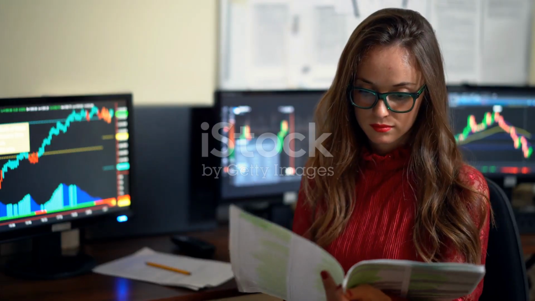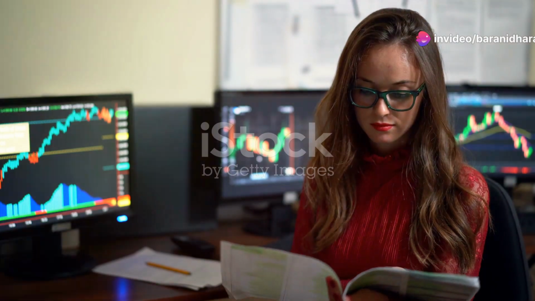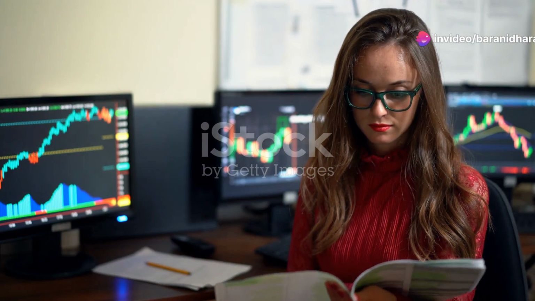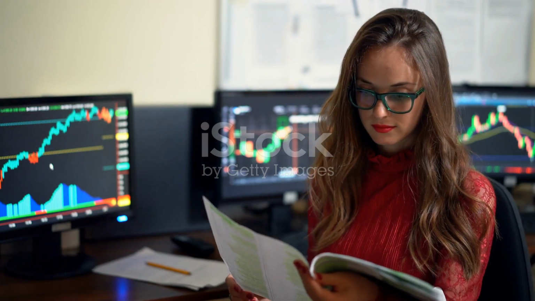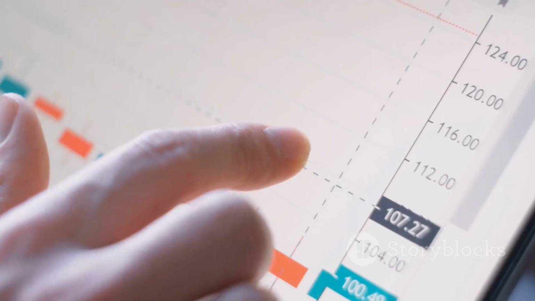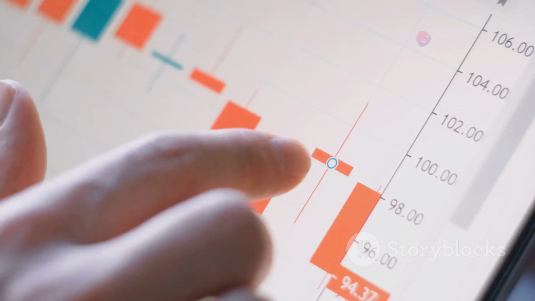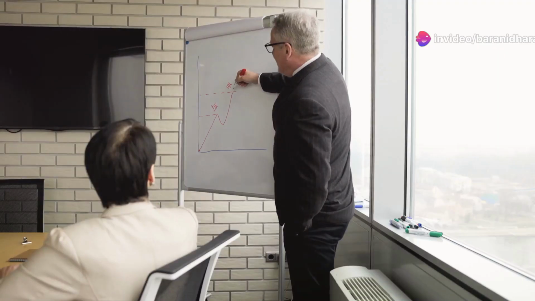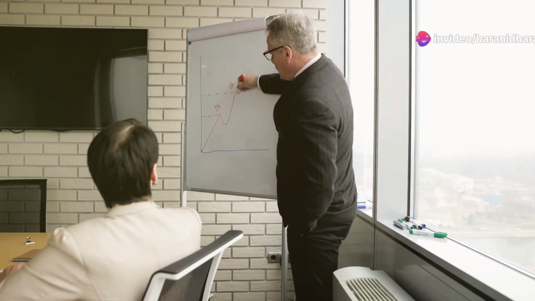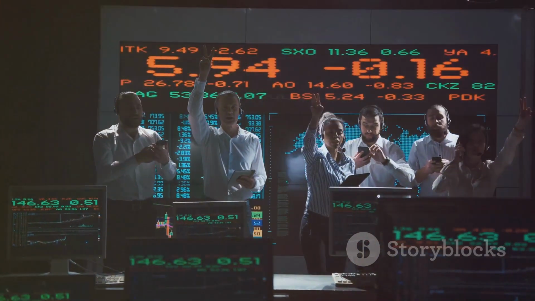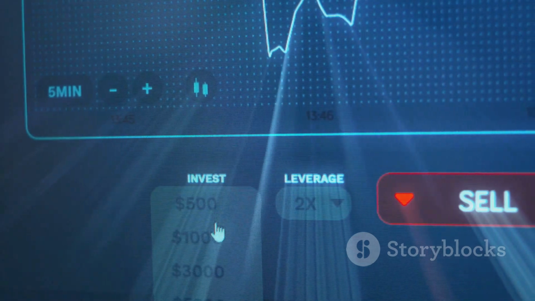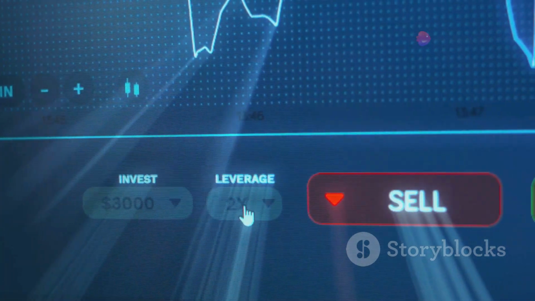Before delving into the model itself, it's essential to understand what options are. An option is a contract that gives the holder the right, but not the obligation, to buy or sell an underlying asset at a specified price on or before a specific date. The specified price is known as the strike price, and the specific date is the expiration date. There are two main types of options: calls and puts. A call option gives the holder the right to buy the underlying asset, while a put option gives the holder the right to sell the underlying asset.